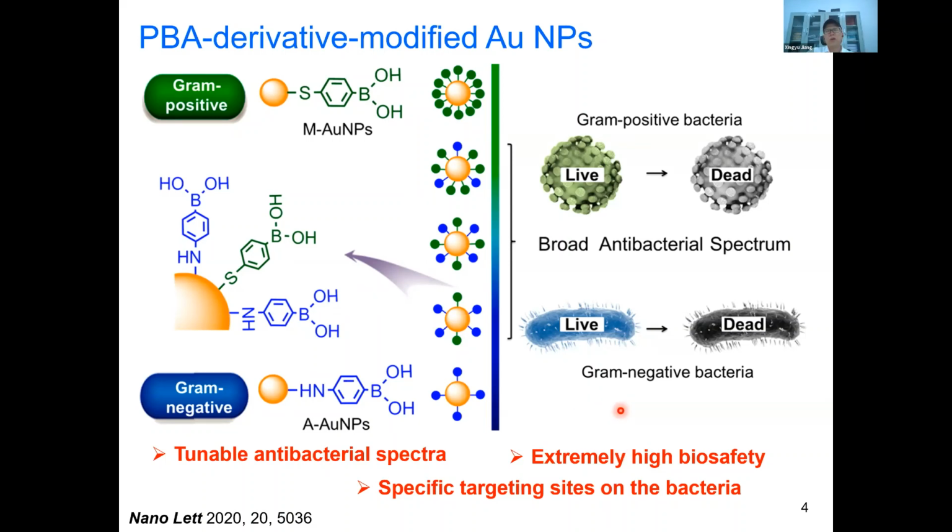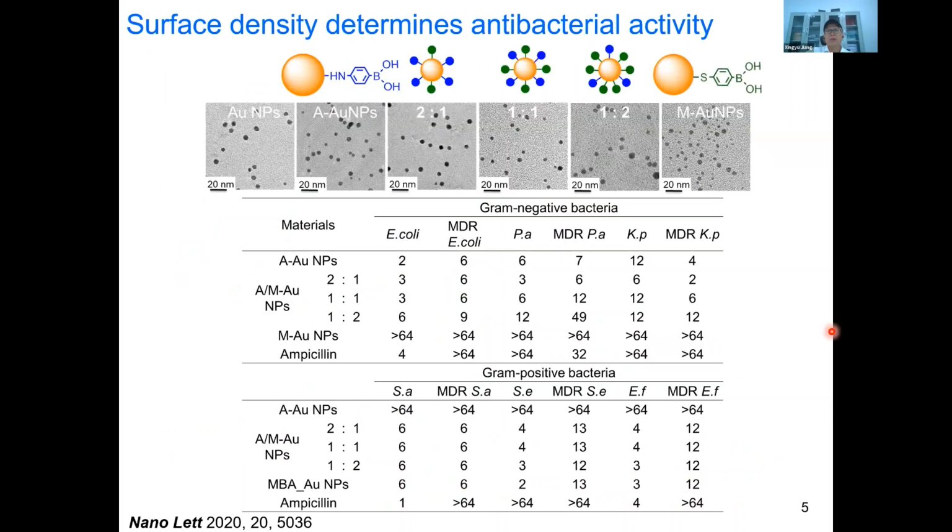When you try to develop a drug or a therapeutic agent against a bacteria, you always have to consider the safety, and it has very high safety. And we also looked at whether or not you can form co-ligands on the surface. So basically mix the amine-terminated and the sulfur-terminated ligands on the surface.